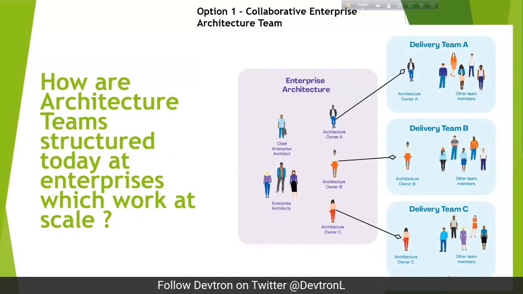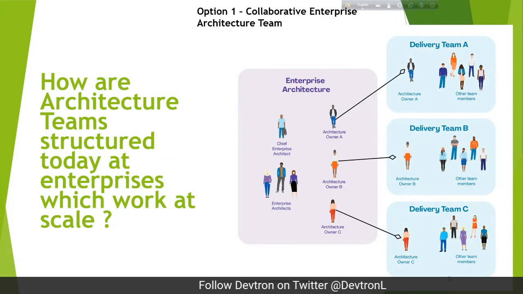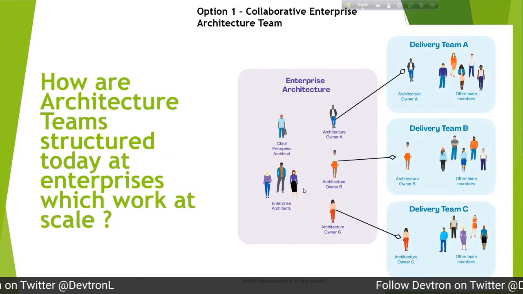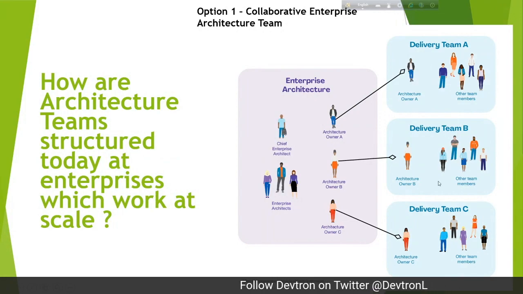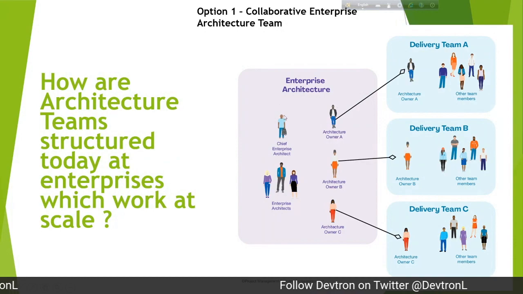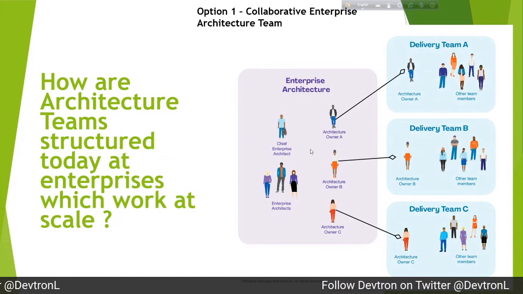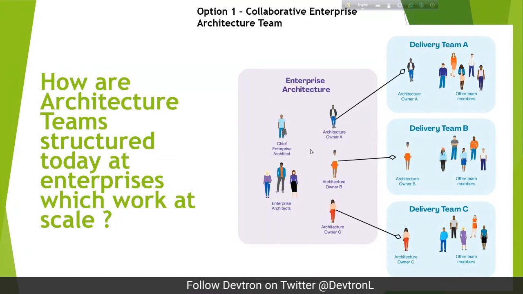So how can enterprise architecture teams be structured? This is a well-known model that many teams follow today, called the collaborative enterprise architecture team. There is a central enterprise architecture team, which has a chief architect and enterprise architects. Then you have the delivery teams, which might be your project teams: project team A, project team B, project team C. You are basically loaning an architect from the central team to the delivery team. They are embedded in your delivery team as its architect, but they are part of the enterprise architecture group. This is called collaborative enterprise architecture. Most companies today follow this as the standard model.